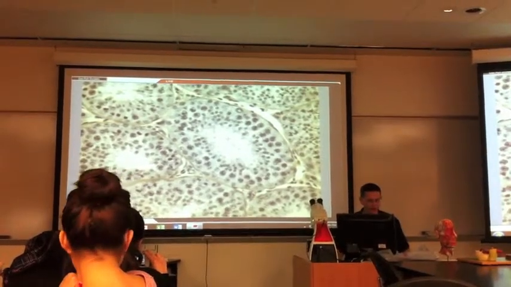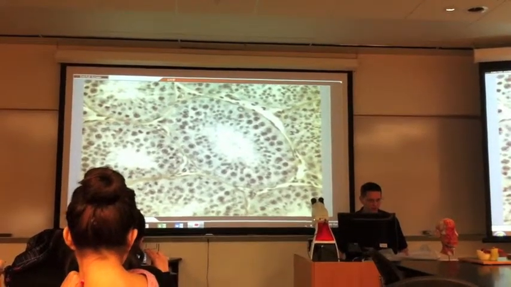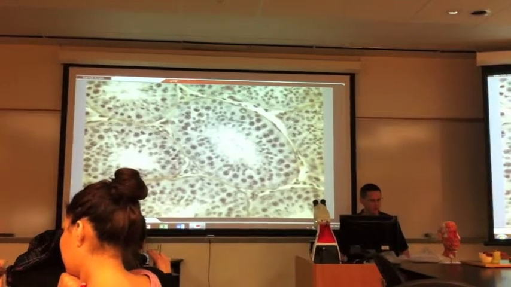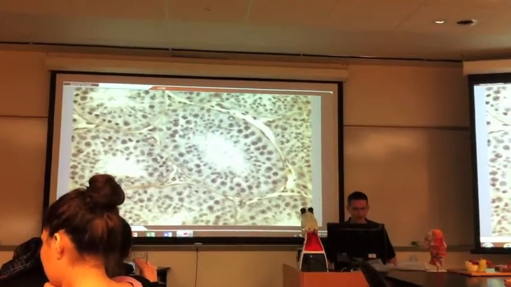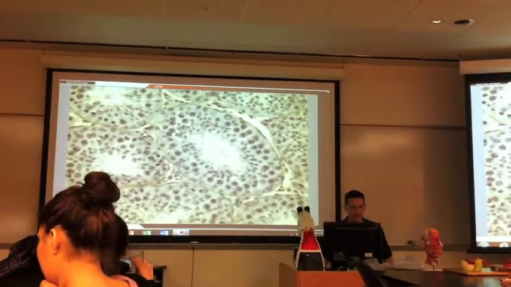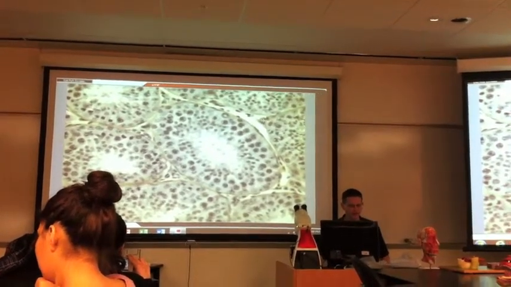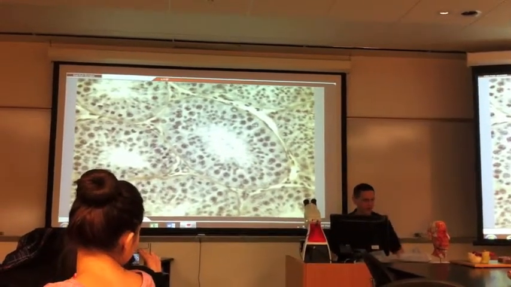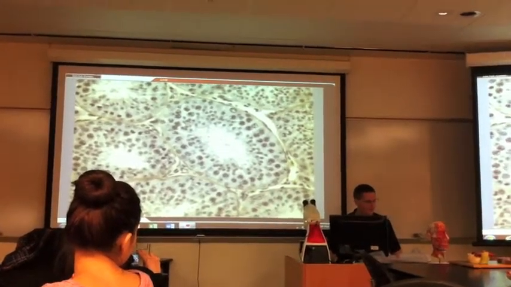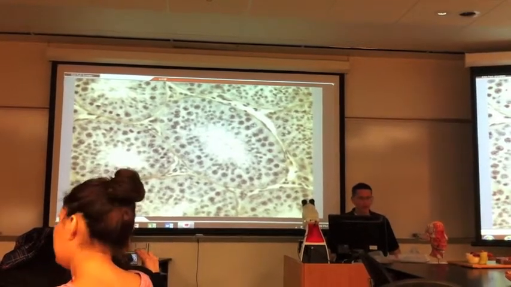And then the cells of Leydig are these guys right here, the ones in between the tubules. There's about 8 or 9 of them right there. Another pocket here. So the cells in between the tubules, those are cells of Leydig. The ones that are the wall of the tubule, those are Sertoli cells. Familiar enough, I hope.